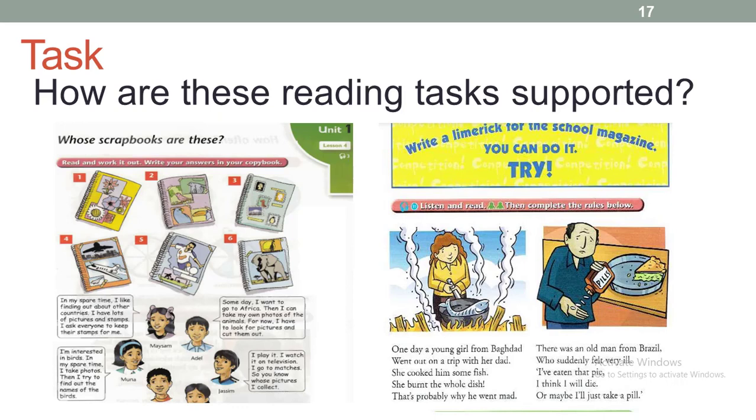See, how are these reading tasks supported? They are supported by listening and reading, then completing the rules below. Here, this is second intermediate and this is first intermediate. Whose scrapbooks are these? Read and work it out. So it's supported by pictures. Readings are supported by pictures in order to give a clue for students to guess the meaning of new words, for example, or what is needed from them.